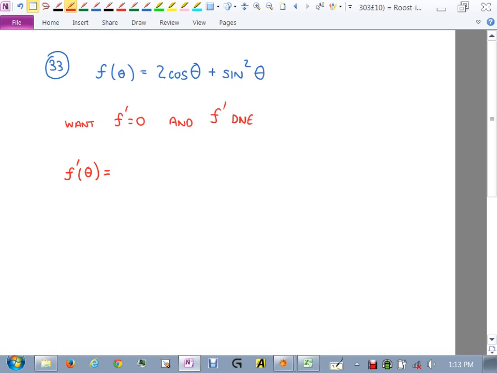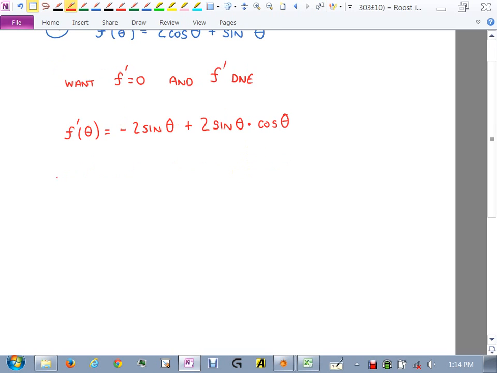The variable is theta, so f prime of theta. I don't write f prime of x, that's incorrect. Derivative of two different terms, right? I do them one by one. Derivative of 2 cosine theta is negative 2 sine theta. Plus, now the derivative of sine squared theta, I have to use the chain rule, because the squared is happening as the last composition, right? So the 2 comes out first: 2 sine to the first power. Then chain rule, derivative of what was in there. Derivative of sine is cosine.